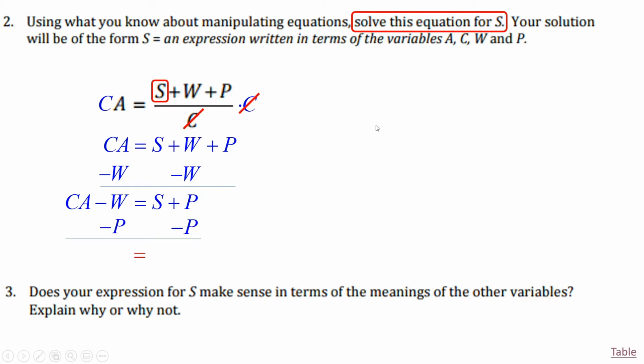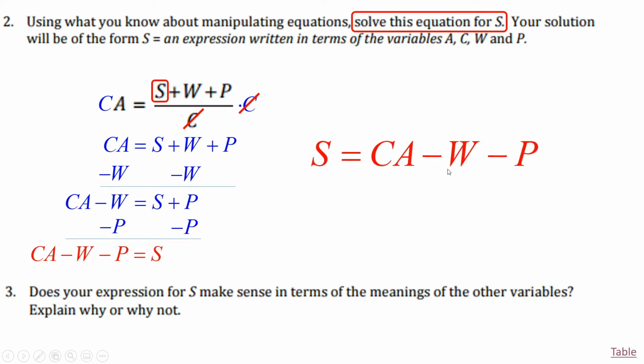There you go. Now rewrite your equals. And there's nothing I can combine, so I have to write it the way I see it: CA minus W minus P. And what does that equal? S plus P minus P is just S. And we've done it. S equals CA minus W minus P. So let's go back to the question. Using what you know about manipulating equations, solve this equation for S, which we have done right there, showing every step nice and neat. Great job.